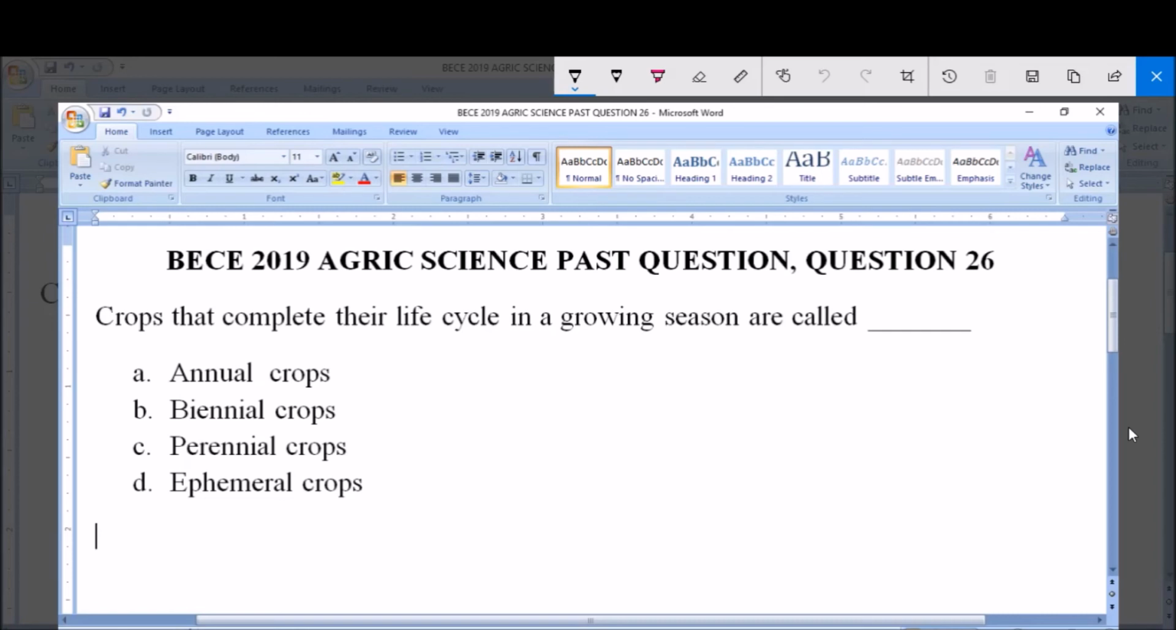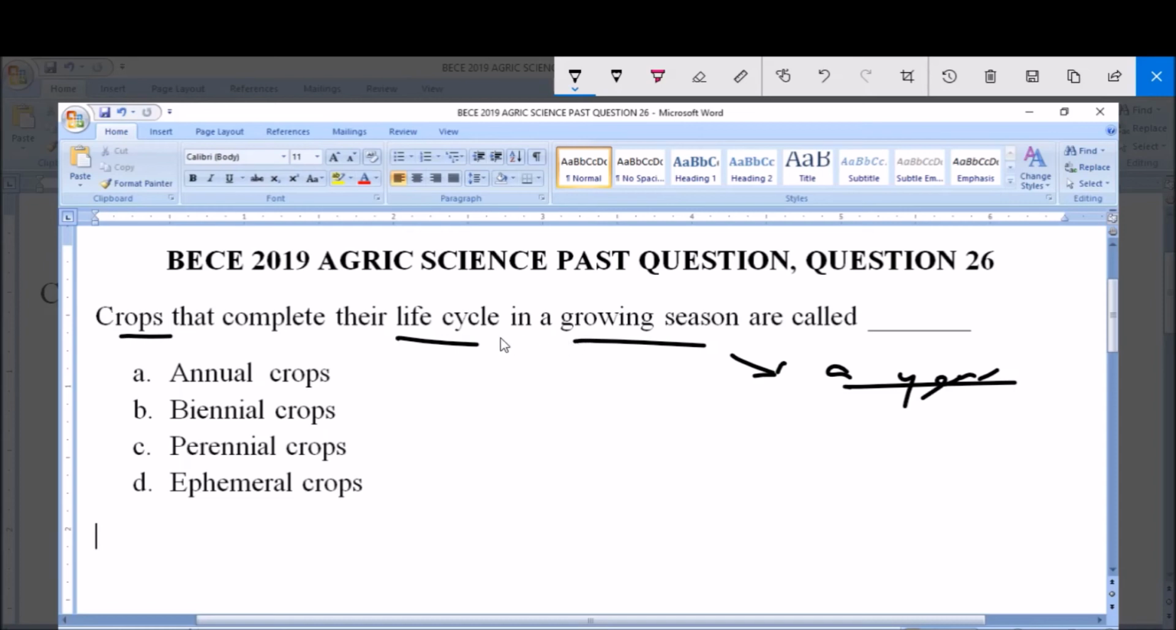Crops that complete their life cycle in a growing season are called dash. A. Annual crops, B. Biennial crops, C. Perennial crops, and D. Ephemeral crops. Now we are asked to choose the option which basically describes the crops that complete the life cycle in a growing season. And a growing season simply refers to what? A year. A year is what is a growing season.